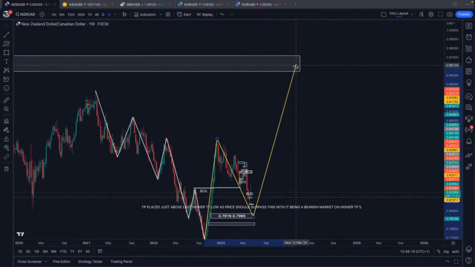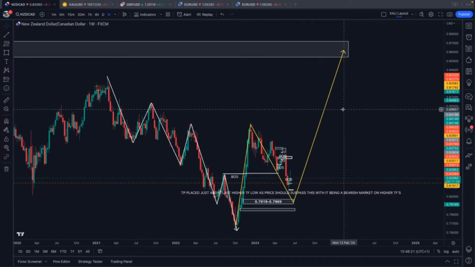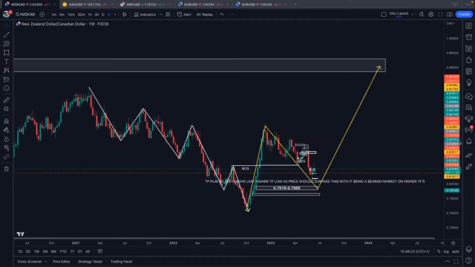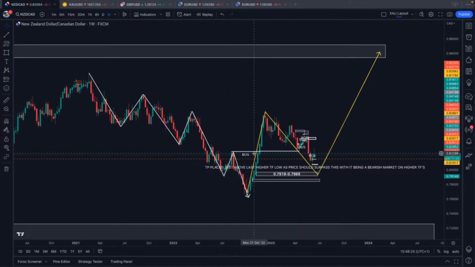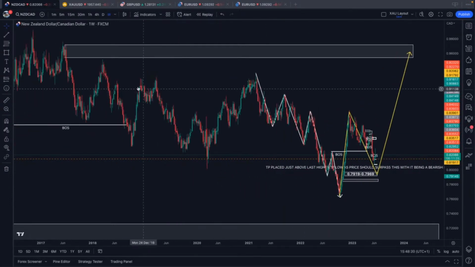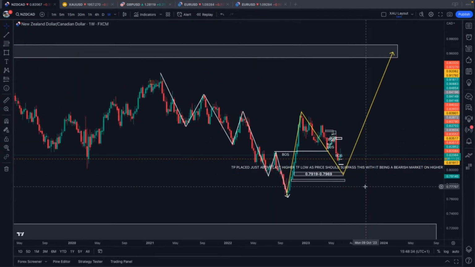And you might be watching this and be like, how are you doing this quickly? And it's just years of obviously looking at markets. So because we've had that break of structure to the upside, that tells me that price is no longer following this bearishness that it was. It's no longer following the laws of bearish structure. It's now putting in bullish structure.